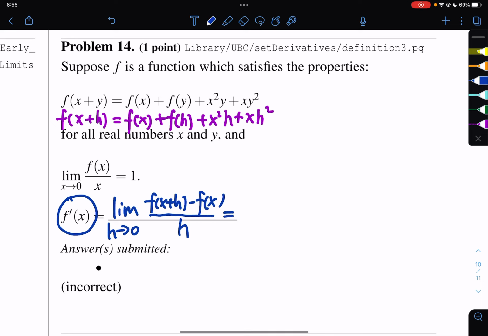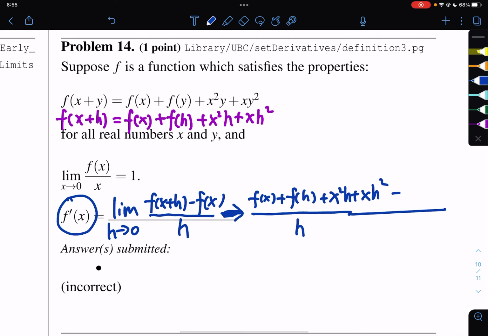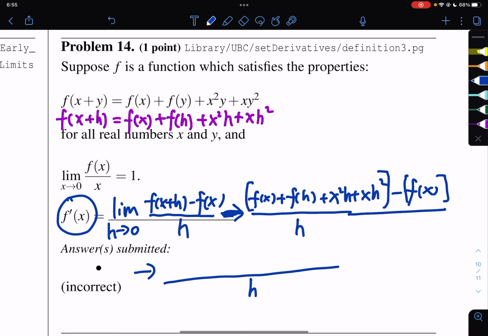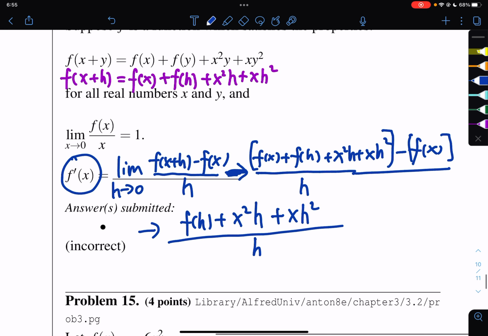Therefore, what you're actually calculating is, okay, I'm lazy, I don't want to write the limit anymore. So what you're actually calculating is f of x plus f of h plus x squared h plus xh squared minus f of x, right? So you're trying to calculate this, and clearly f of x and f of x would be cancelled. So your problem changed into f of h, x squared h and xh squared added together, divided by h.